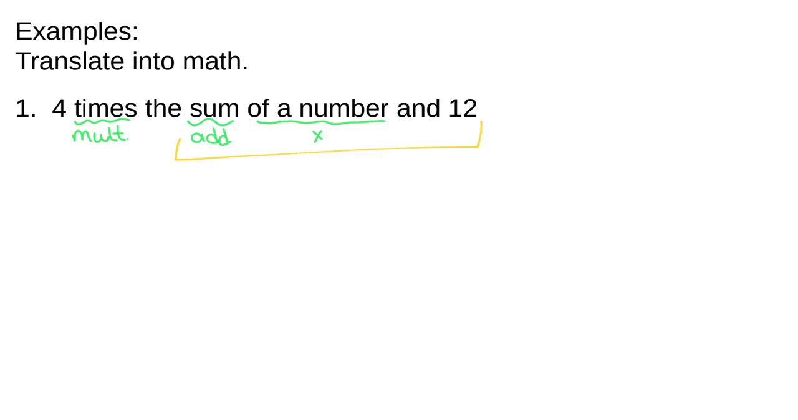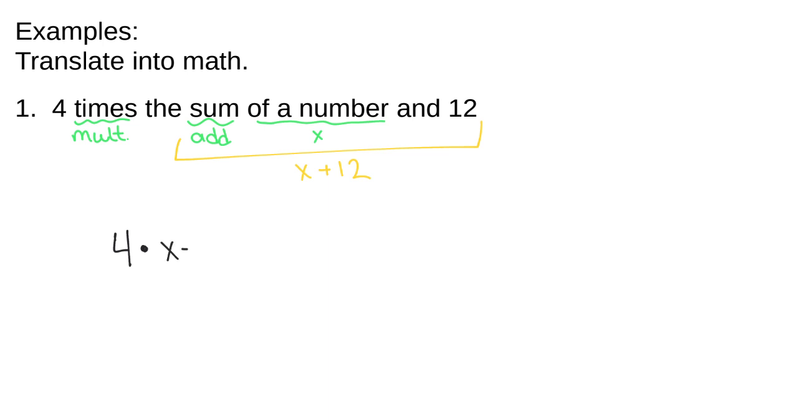So this bit right here is important to find first. So we want to add a number and 12. So that's going to look like X plus 12. Now we need to do 4 times the answer of the sum of X and 12. So we are going to do 4, and we're going to multiply it with the sum of X and 12.